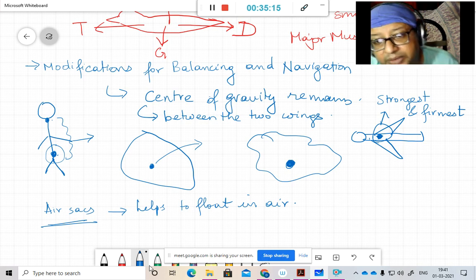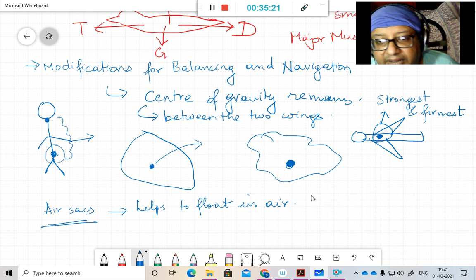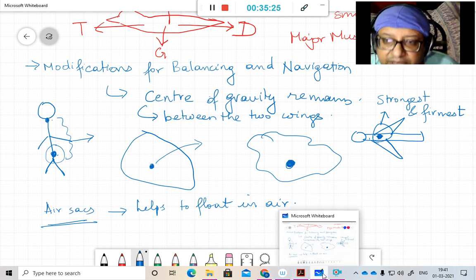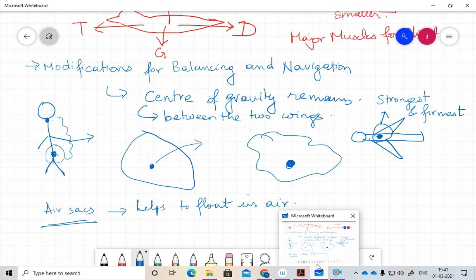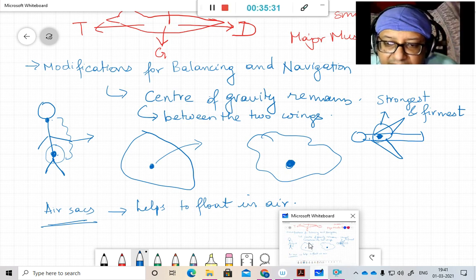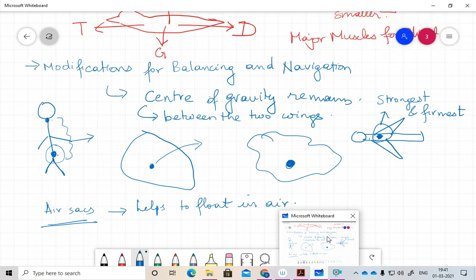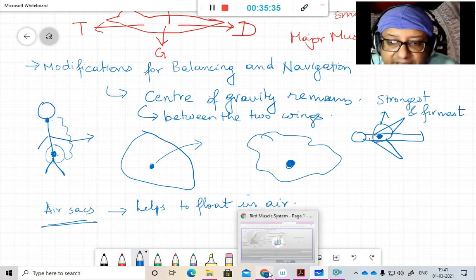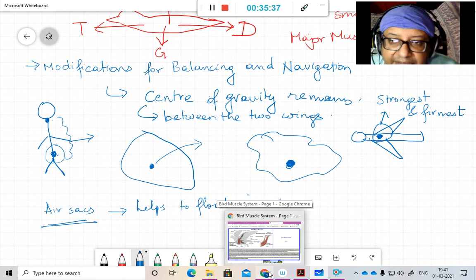So with this we finish the flight adaptation in birds. Actually in the bird chapter you have only this chapter. One more chapter, if I find time, I will go into, and that is known as aerodynamic principles. I will talk about it sometime later after I finish other chapters.